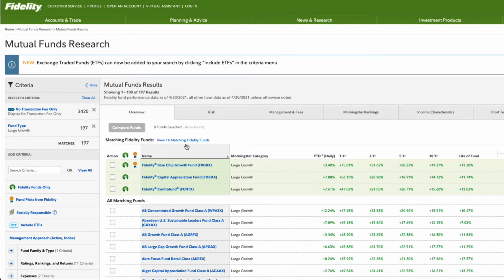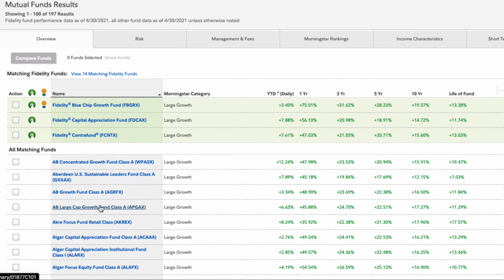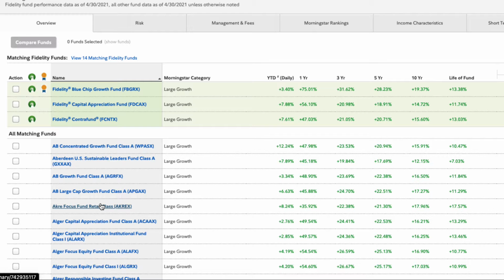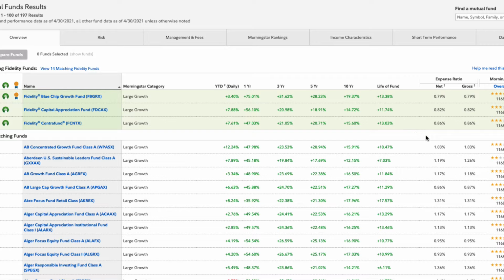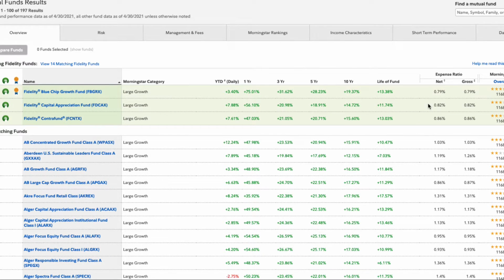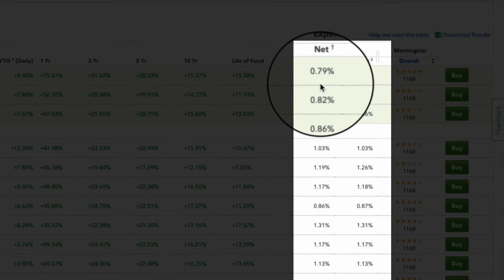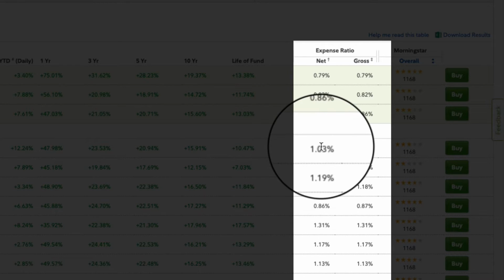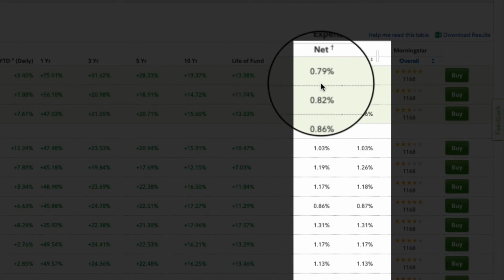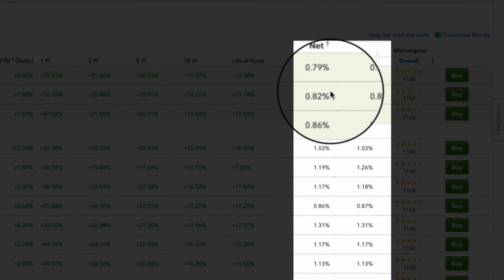Here we have a list of growth stock mutual funds. They're all in the same category, which means they are peers of one another. So you can compare what they're invested in. You also can compare their rates of return in addition to their expense ratios. And that's where I want to draw your attention. Here we have the net expense ratio, and it's expressed as a percent. Here we have 0.79% or 1.03%. Another way to say this is 79 basis points, or 103 basis points, so the difference between these two funds is 24 basis points.